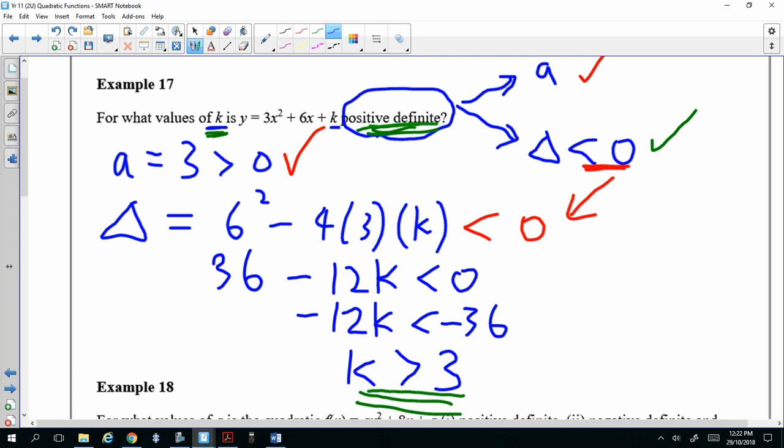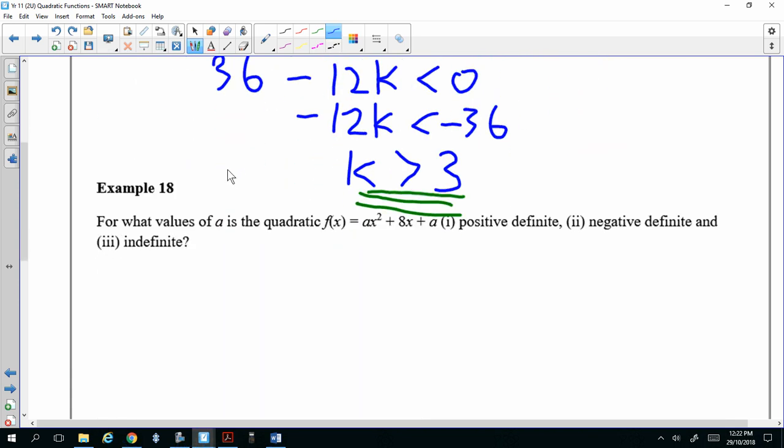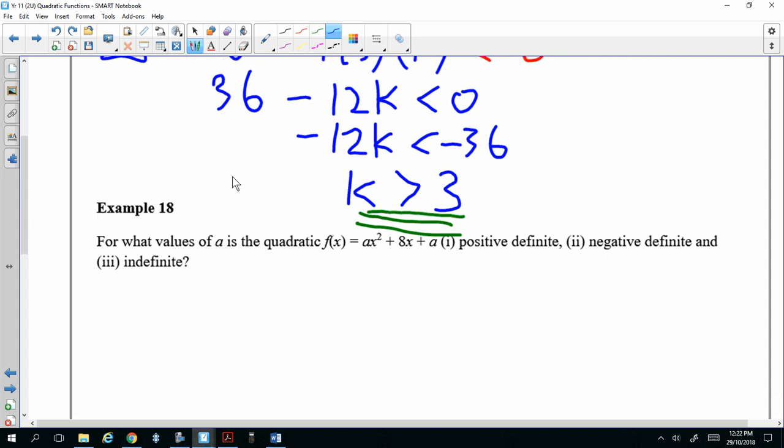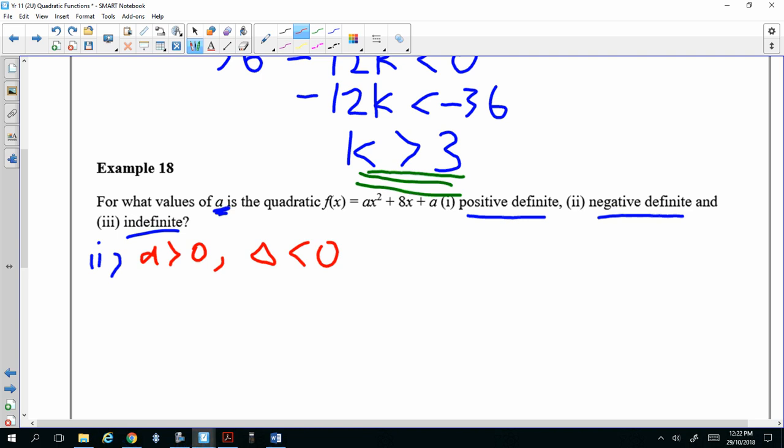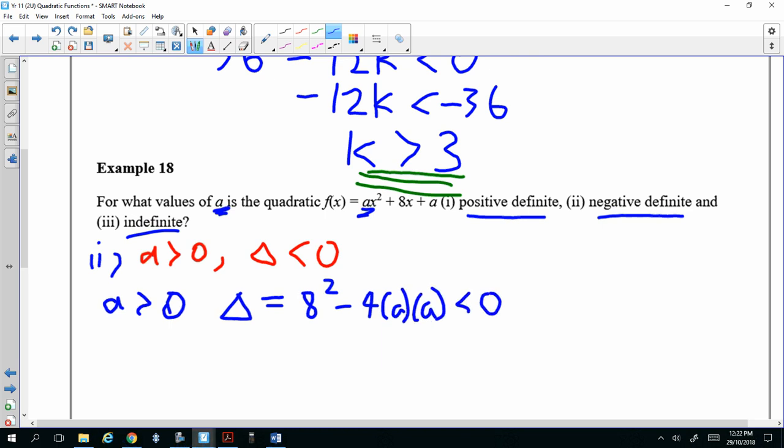Next question, same question. What values of A make it positive definite, negative definite, or indefinite? Let's answer the first part, part 1. If it's positive definite, you need two things: A has to be positive, and the discriminant has to be negative, right? For this one, A is already A. A has to be positive, and the discriminant, which is equal to B squared minus 4AC, has to be negative. Let's simplify that. That will be 64 minus 4A squared.